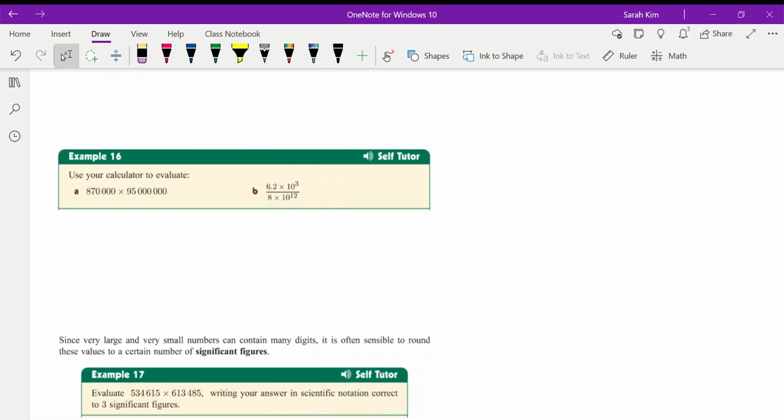Alright, so use your calculator to evaluate. All you have to do is chuck it in your calculator. 870,000 times 95,000,000. My answer looks something like this, and maybe yours might too. What this means is it's an exponent. It's the same as 8.265 times 10 to the power of 13. So don't freak out, that just means the same thing. You just need to be able to read what the calculator says, so you need to practice before you get into your test.